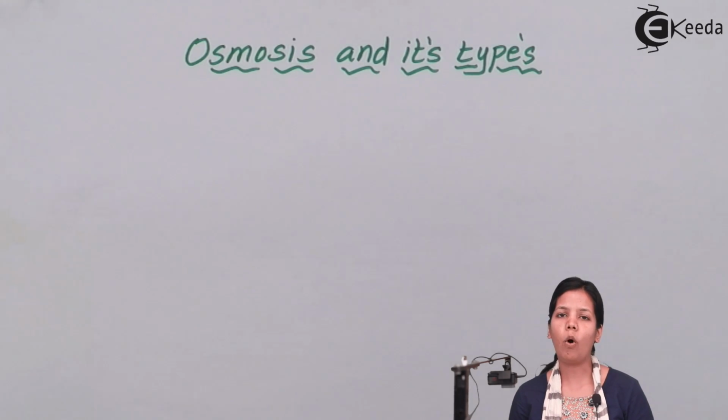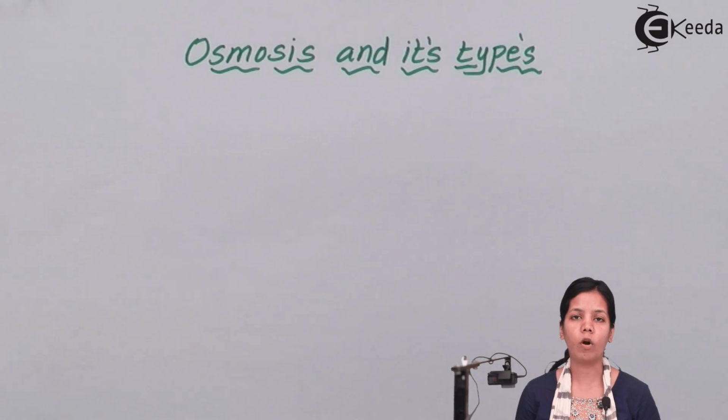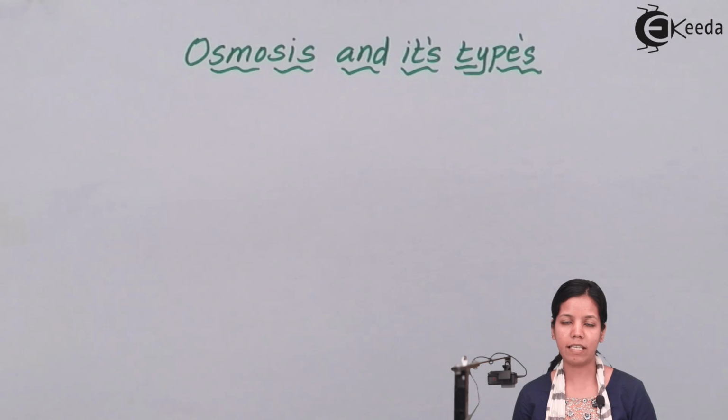When I say endosmosis, endo means inside and osmosis is nothing but movement. When I say exosmosis, exo means outside. So what are endosmosis and exosmosis? Whenever there is a movement of water inside a cell, it is called endosmosis. So when you put raisins inside a glass full of water, that process is endosmosis.